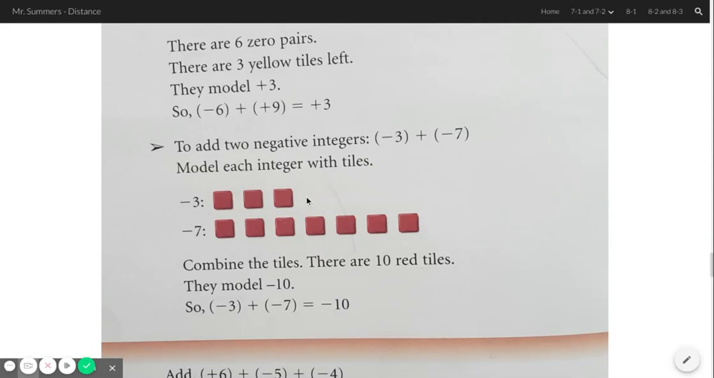We have -3. I'm going to add more to that negative number. We're going to add 7 more. So we're going to go farther away from 0. We're going to go 7 more jumps, which would be -10.